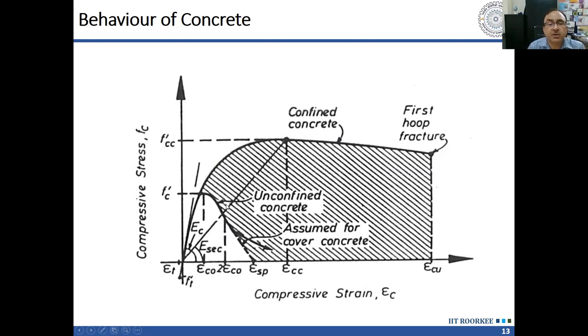But for the confined concrete, you can see the strength has increased. f'c is the cylinder strength. f'cc is the confined cylinder strength. And it continues. And where will it fail? It will fail when the hoop or the sleeve fails.